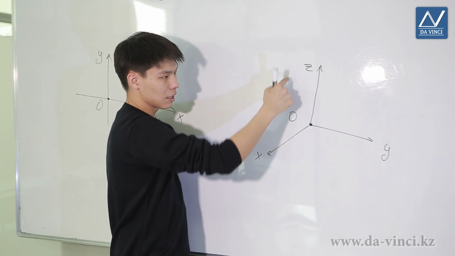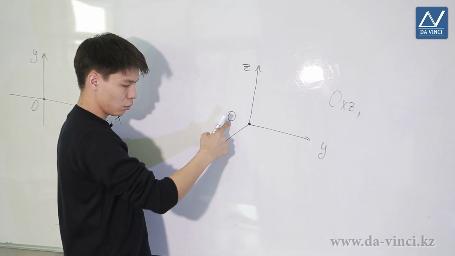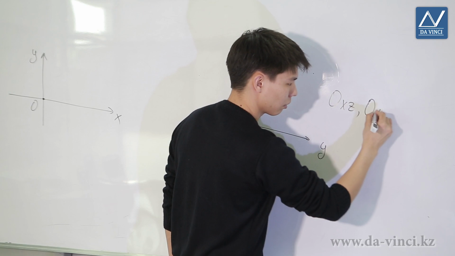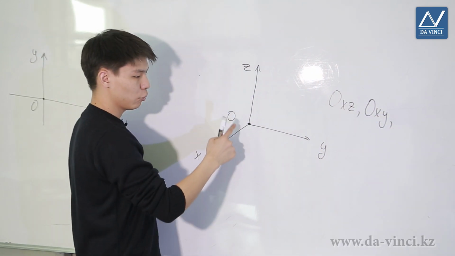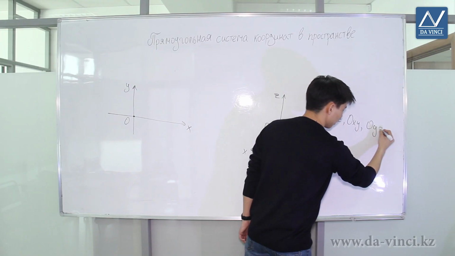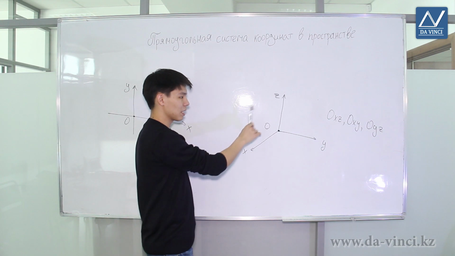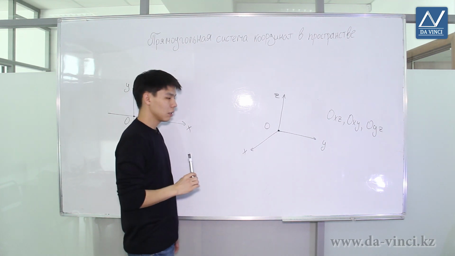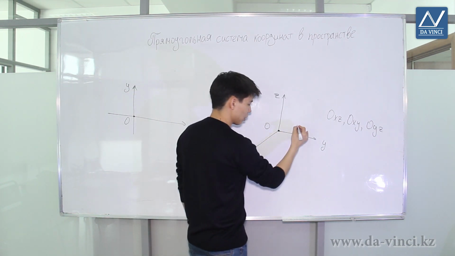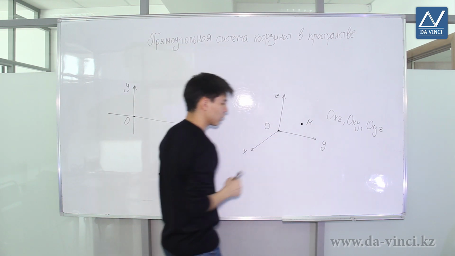The plane OXZ, the plane OXY, and the plane OYZ are called coordinate planes. In order to find the coordinates of a point in space, we do the same as with the plane. Let's mark some point here, M, and try to find its coordinates.